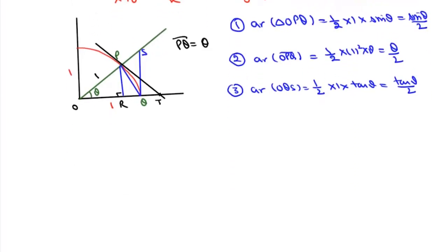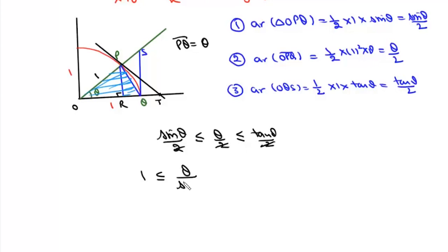Now if we look at these three areas, the first area is the area of this triangle, which is less than the area of this sector, which is less than the area of triangle OQS. So from here we can write sin theta by 2 is less than or equal to theta by 2, which is less than or equal to tan theta by 2. Now we can cancel this 2 with 2. Now we divide everything by sin theta, and we can write 1 is less than or equal to theta upon sin theta, which is less than secant theta.